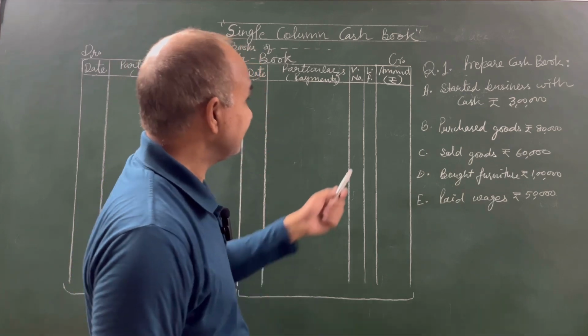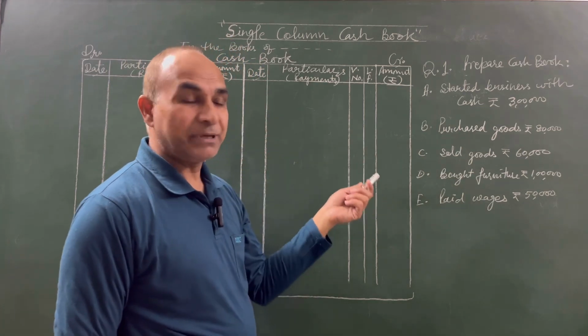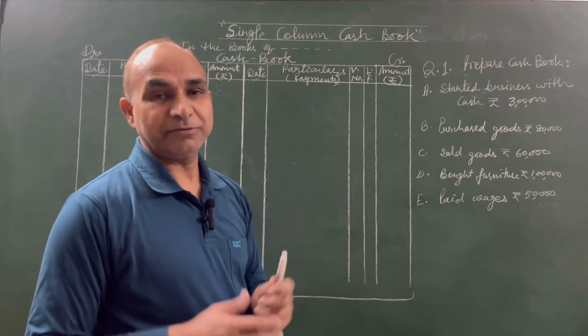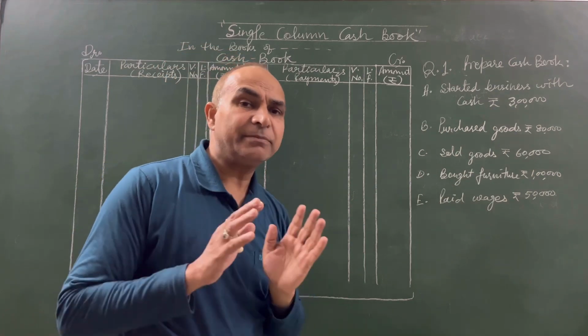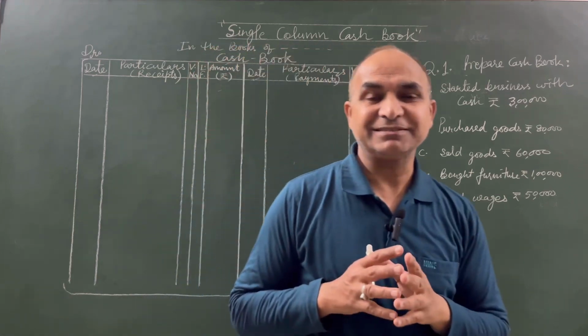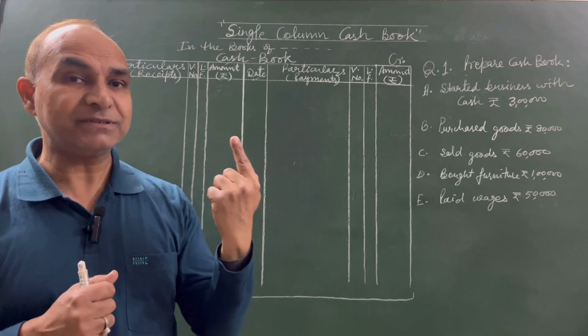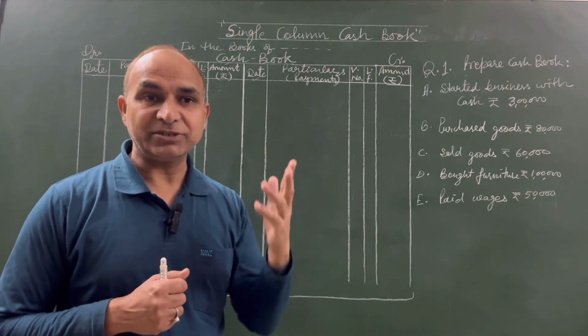And fifth column, amount column. The payment made, the amount of that payment is mentioned in the amount column. So this is the format of the single column cash book, friends. Next thing is how to start, how to make the first entry in the single column cash book.